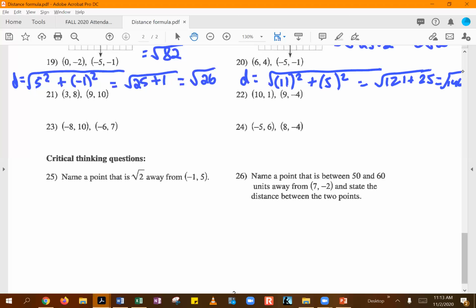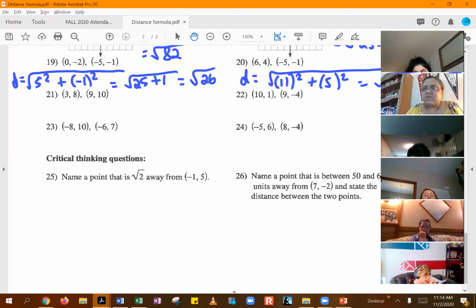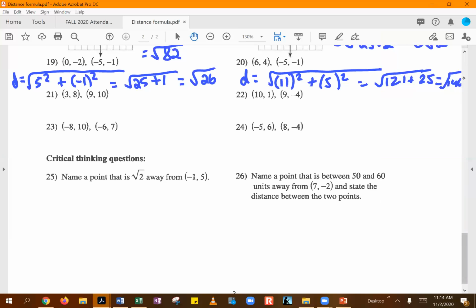And we cannot simplify this further, because if we divide 146 by 2, you are getting 73, right? So we're not able to bring anything outside, which will simplify as a radical. So yeah, very good. Just leave it at square root of 146. Okay, very nice.